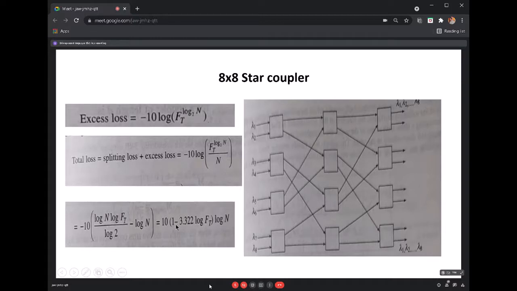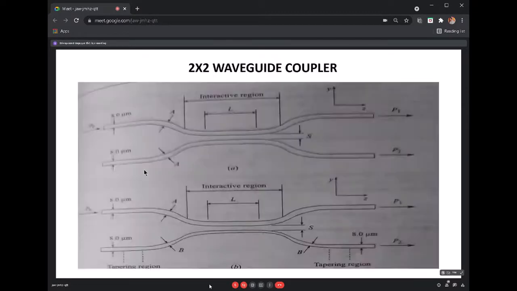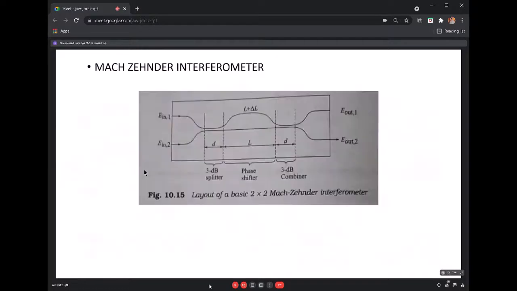And there are a few problems which I think I need not solve, because it is just substituting the values of Ft and n and calculating the excess loss and splitting loss, which is the same as this problem. I will not be solving them. You can substitute and see.